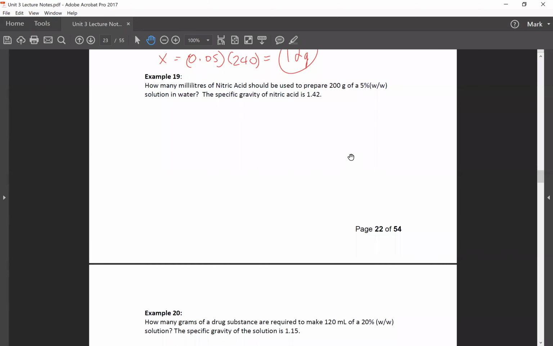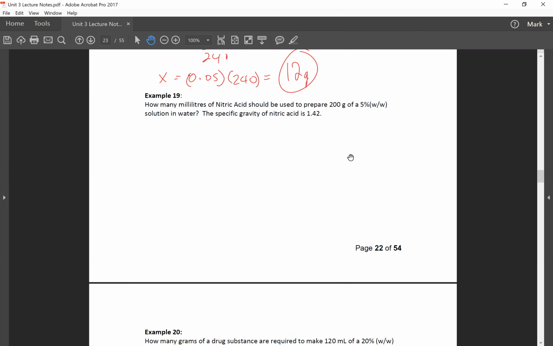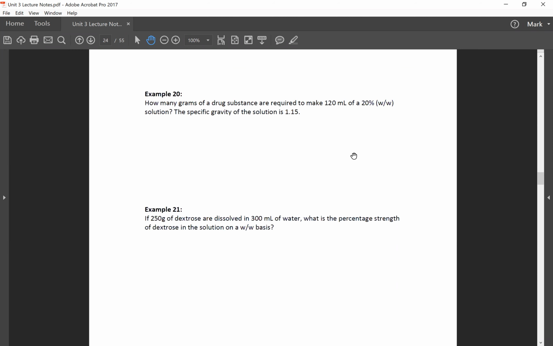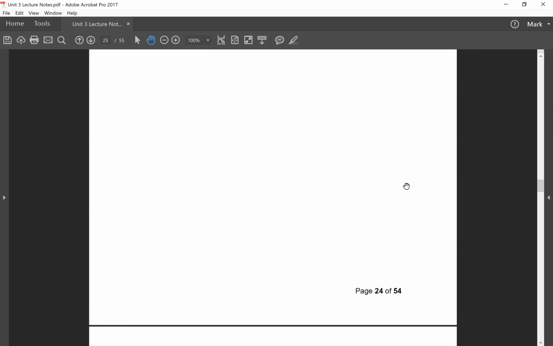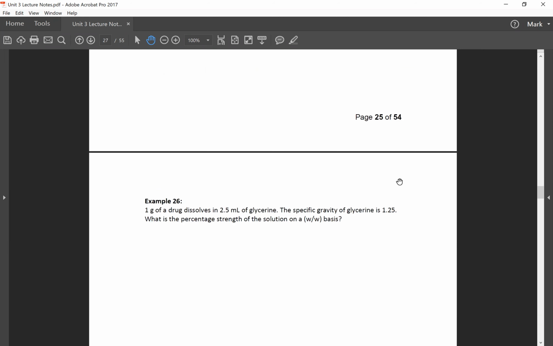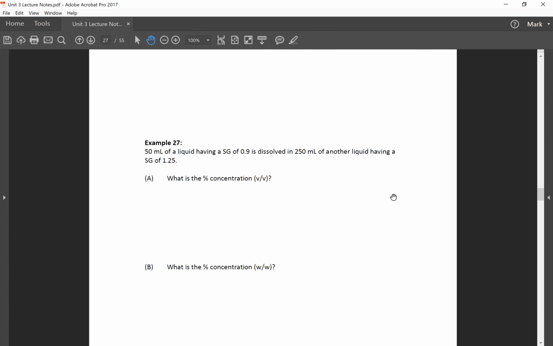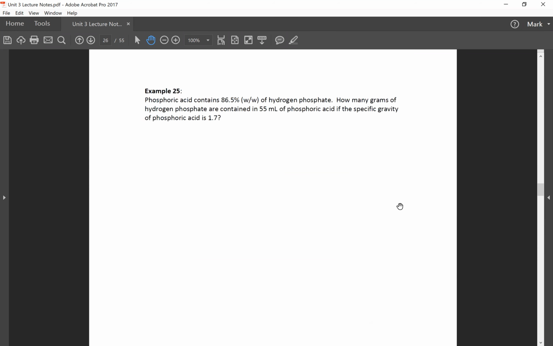So let me do number 19. Then I'll ask you guys number 20, and then I'll kind of leave the rest for you guys to practice. There's a lot of practice here. Well, maybe I'll do another one later on. Yeah, maybe I'll do 27 as well.